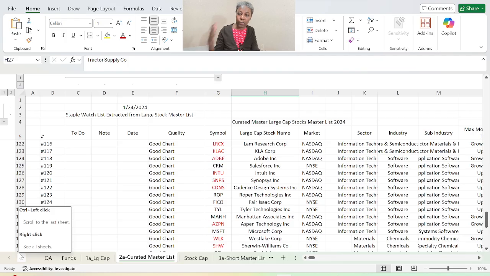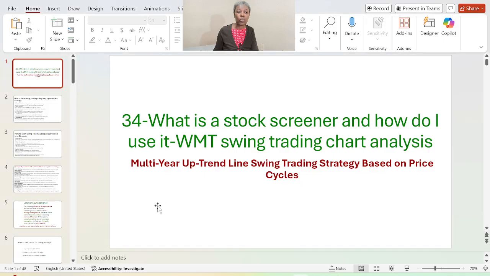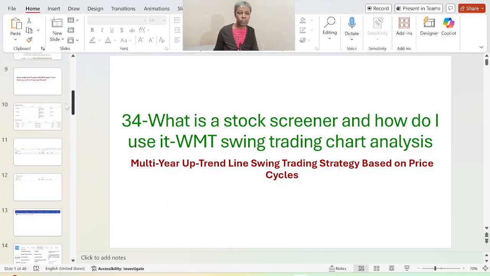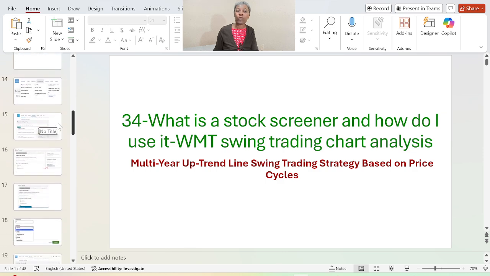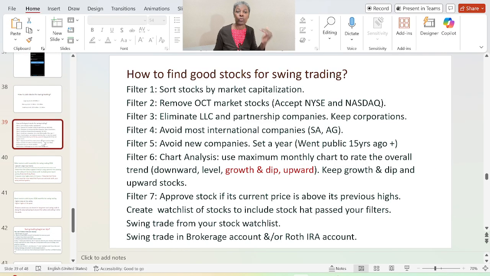and I can eliminate international stocks, and then I can analyze when they went public by looking at the maximum monthly chart on Charles Schwab, and I do those things manually to see when they went public, because again I use some criteria to determine stocks that I'm going to have on a watch list, and I want those stocks to have been public for at least 15 years.